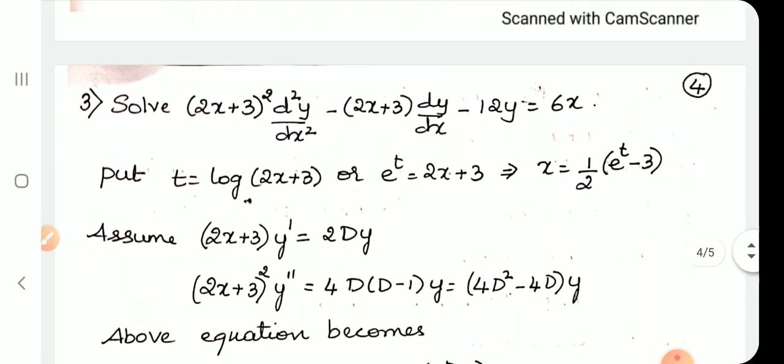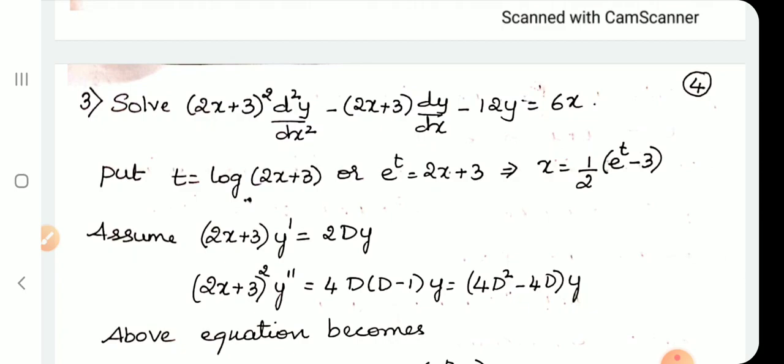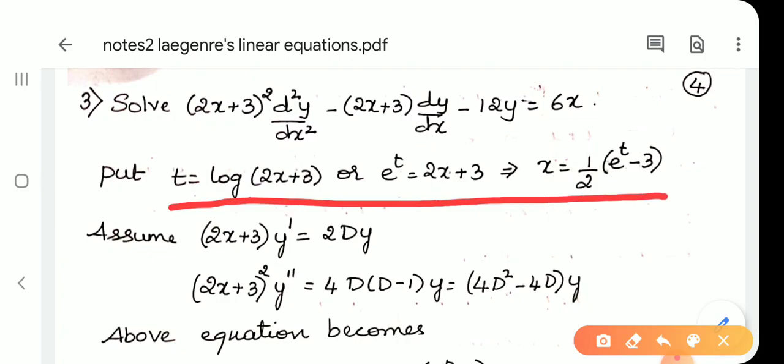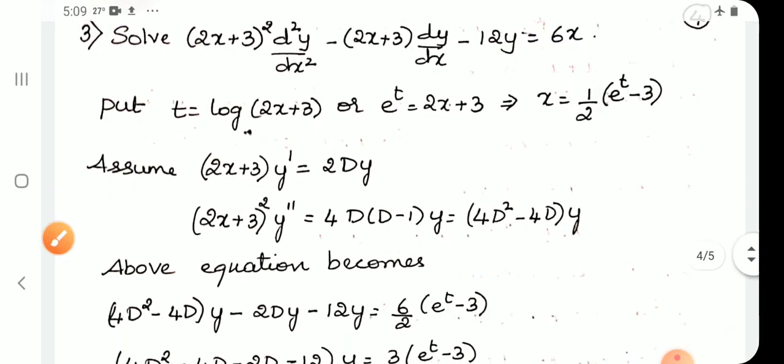So finally let us see one more problem. The third problem is (2x plus 3) whole square d square y by dx square minus (2x plus 3) into dy by dx minus 12y is equal to e power x. As we have taken for the remaining two, here also we will take the substitution t is equal to log of (2x plus 3), or e power t becomes 2x plus 3. Since we want the value of x on the right hand side, we will find the value of x. x becomes half of (e power t minus 3).